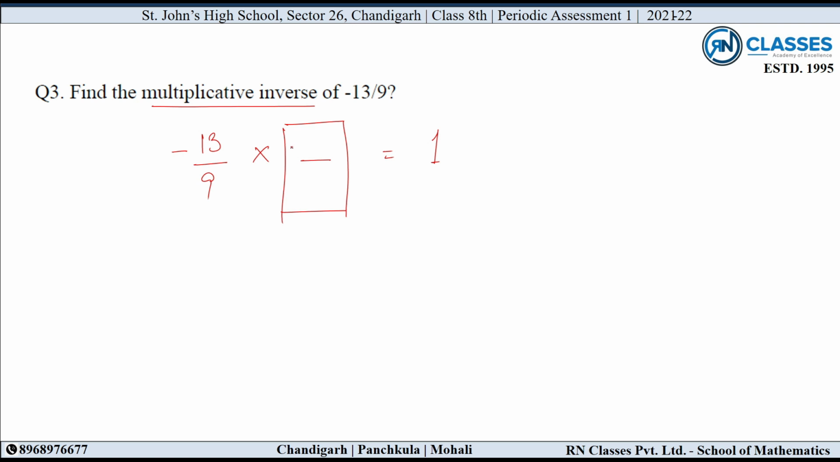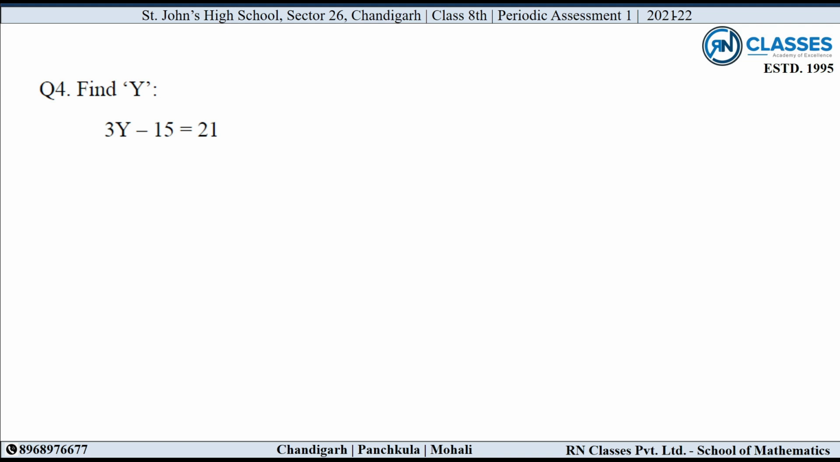So means multiplicative inverse में minus तो आएगा ही आएगा, right? Minus आ गया, right? यहाँ पे denominator में 9 है, तो यहाँ पे numerator में 9 होगा, so that it cancels out, right? यहाँ पे numerator में 13 है, तो यहाँ पे denominator में 13 होगा. So minus 9 by 13 will be multiplicative inverse of minus 13 by 9. The product is 1. Right? Moving on to the question number 4.